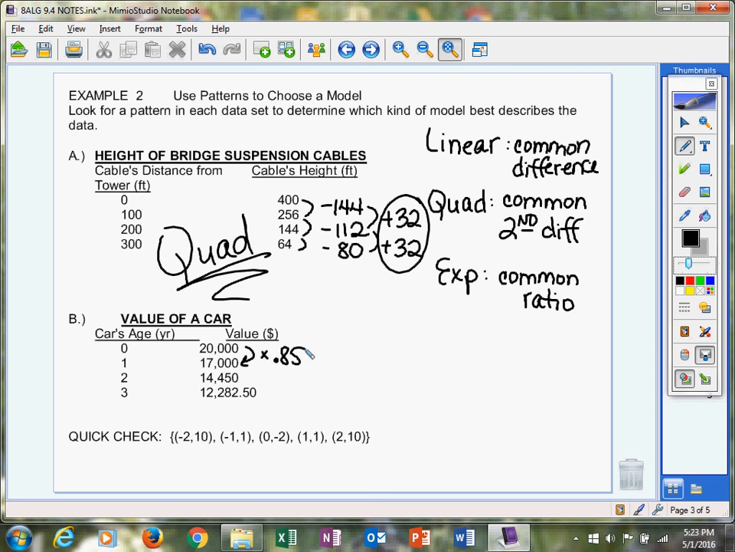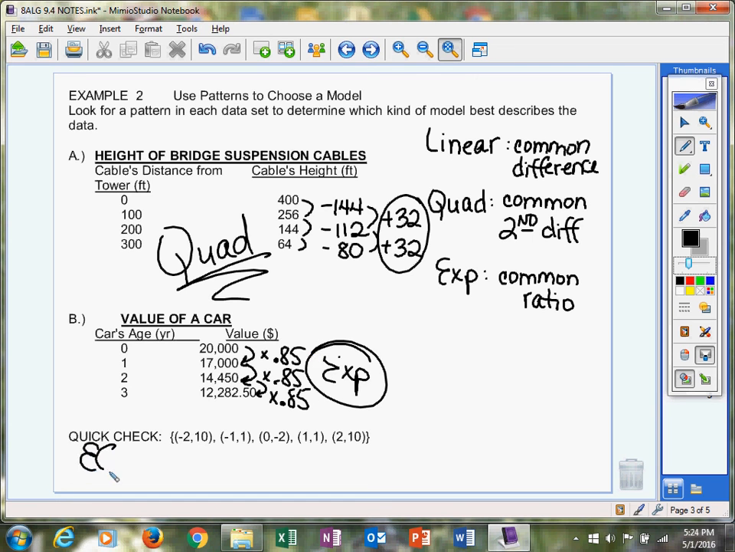Now let's do 14,450 divided by 17,000. Again, I got 0.85. And then let's do $12,282.50 divided by 14,450. And that's also 0.85. Guess what? We have a common ratio. This is exponential, definitely. I found a common ratio of 0.85.